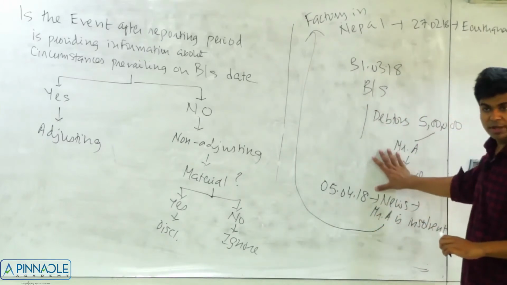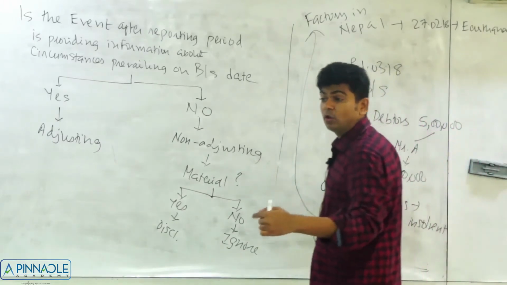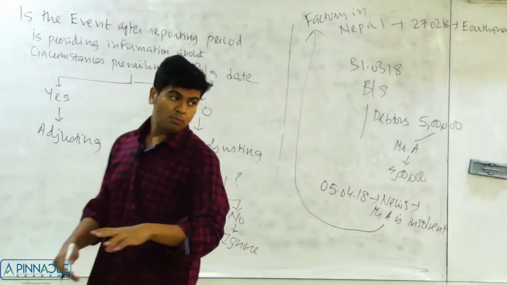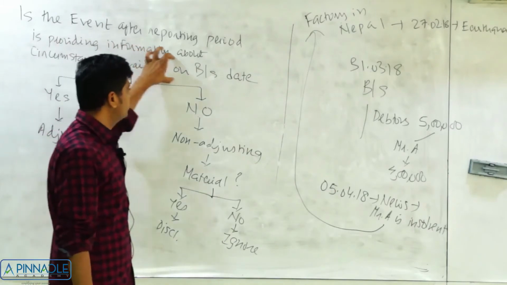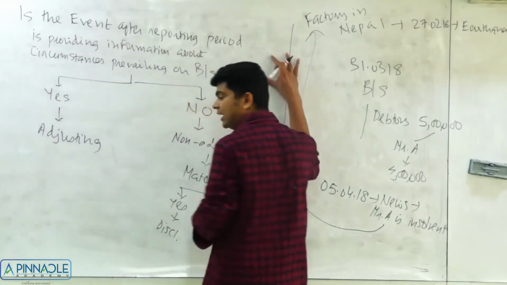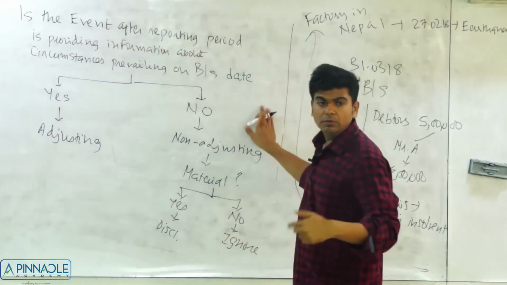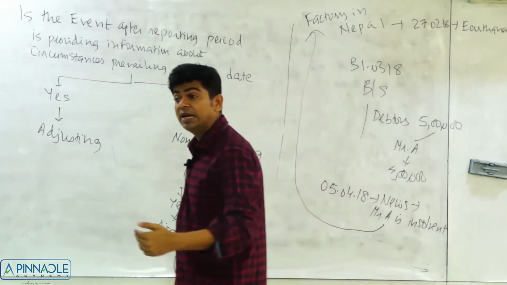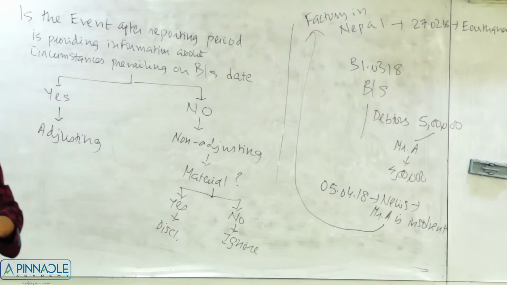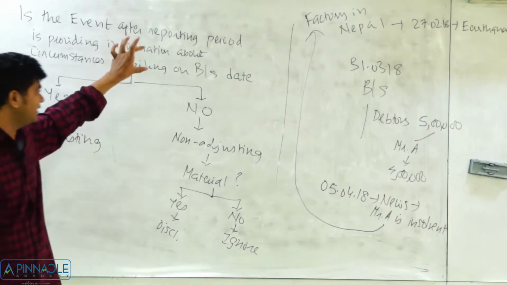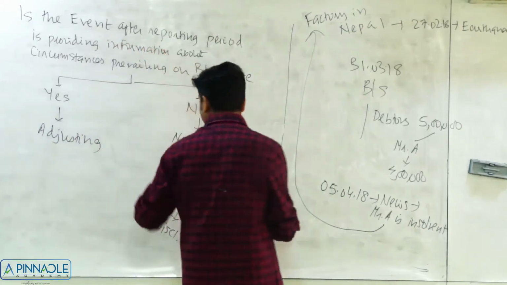Now, the question is, is this event of insolvency providing you information about circumstances which were prevailing on the balance sheet date? What were the circumstances which led to the insolvency of the debtor? What were the circumstances? The earthquake. When did that earthquake happen? Before the balance sheet date. So were the conditions leading to the insolvency present on the balance sheet date? Yes or no? We were not knowing it.